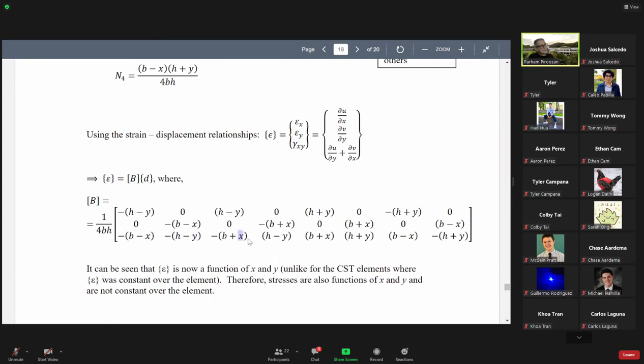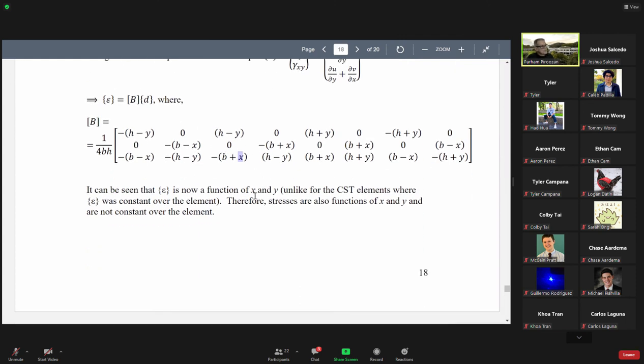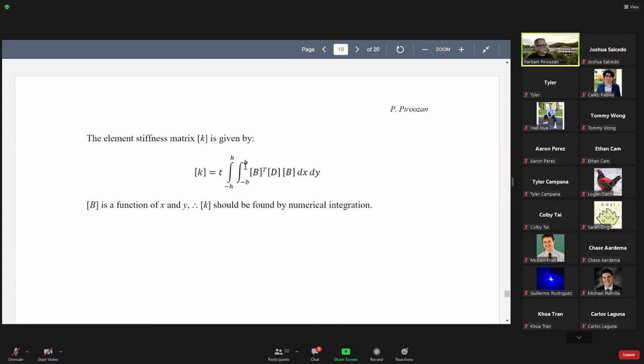Because when we want to integrate this and find the element stiffness matrix, then we have problems here. For constant strain triangular elements, there were no x's and y's here, so everything was constant. They were constant, but here we have to integrate, which causes a serious problem.